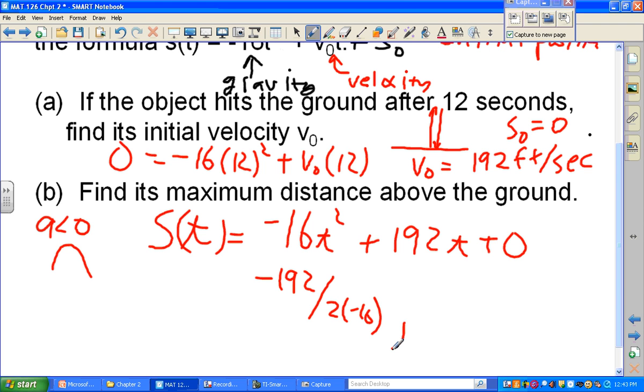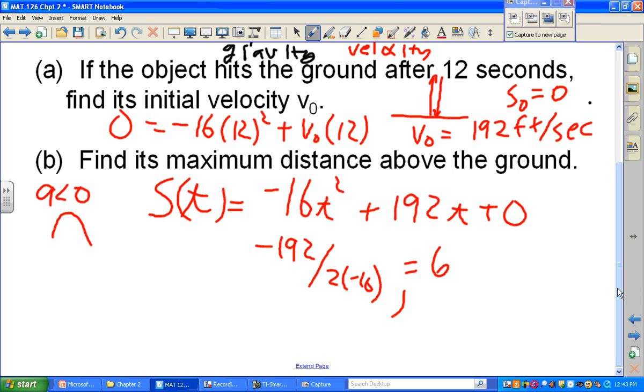So what's the function value of 6 when you put it in there? S of 6 equals how much? 576? 576 feet. Is that pretty high? Have you ever climbed a ladder 576 feet tall? How do you know? They don't make those, do they? They do.